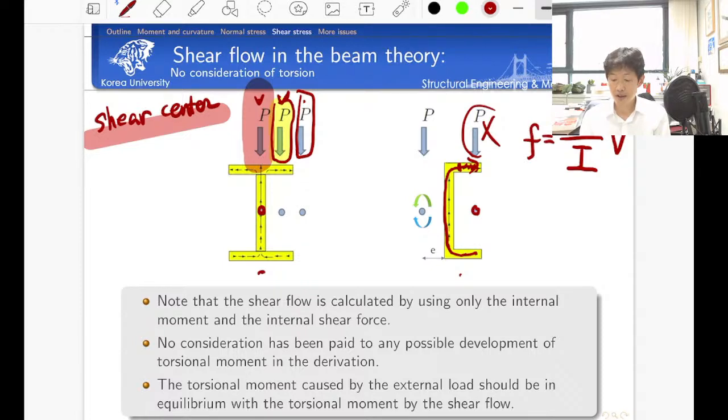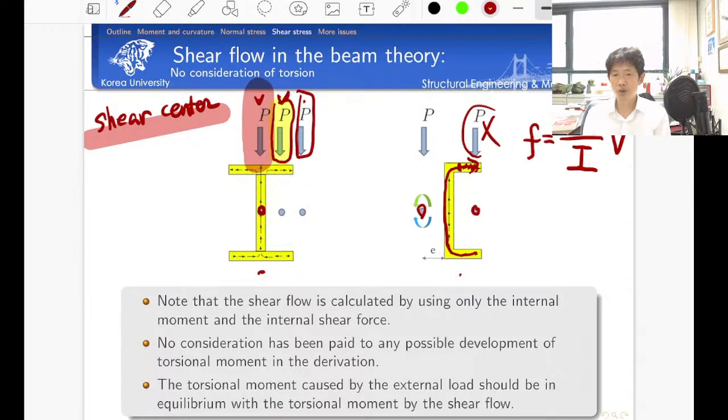Rather than that, we need to apply the load somewhere here, so that it produces the torsional moment in the opposite direction, not to cause any non-equilibrium torsional moment in the cross section. This is called the shear center, the place where we need to apply the load to satisfy the two-dimensional problem definition of the beam problem. So please keep in mind that the concept of shear center comes from that.